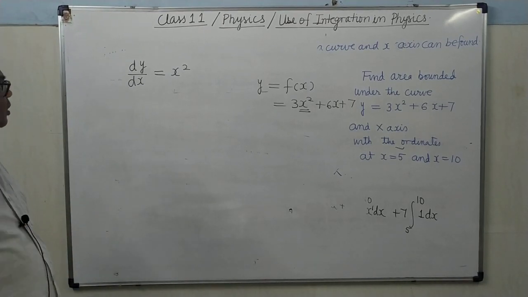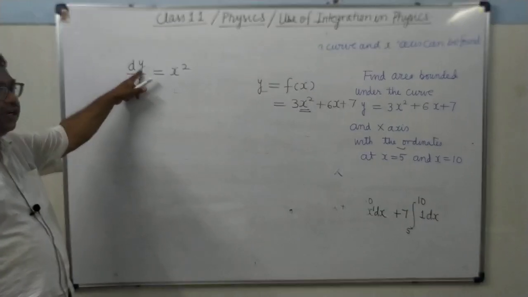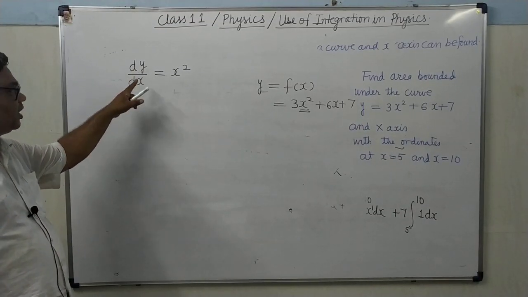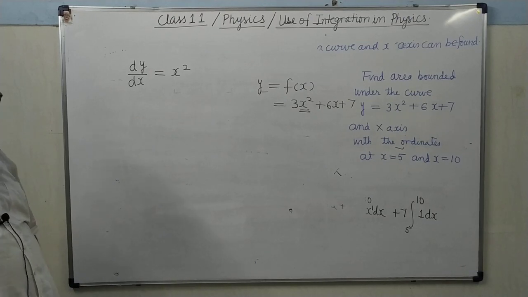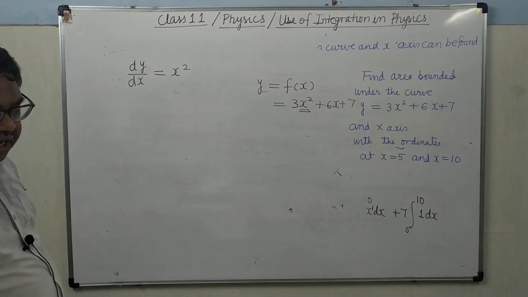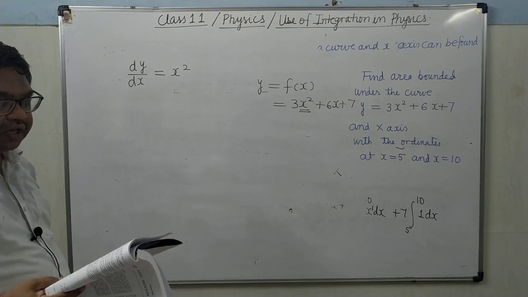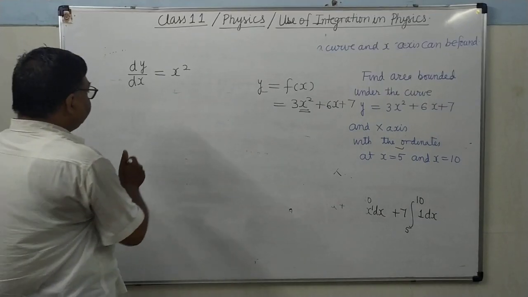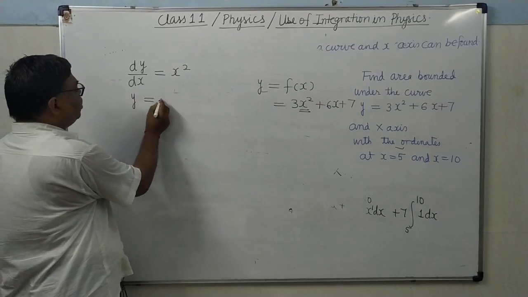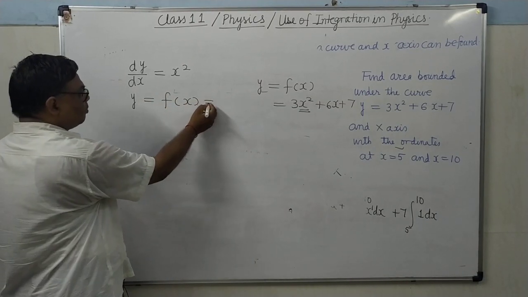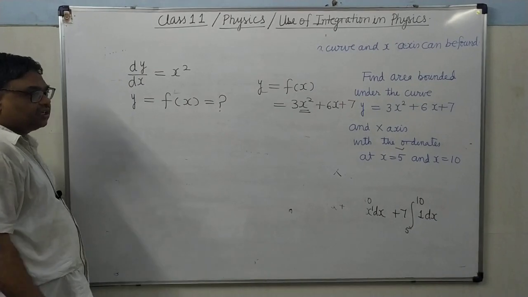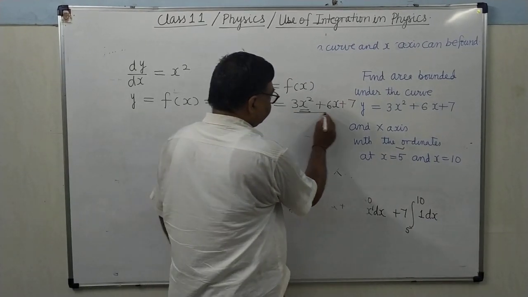It is clear? So here the rate of change of the dependent variable with respect to the independent variable is given. dy upon dx is given. It is clear? And it has been asked, find y as a function of x. Y as a function of x means you have to determine this thing, f(x). It's clear?